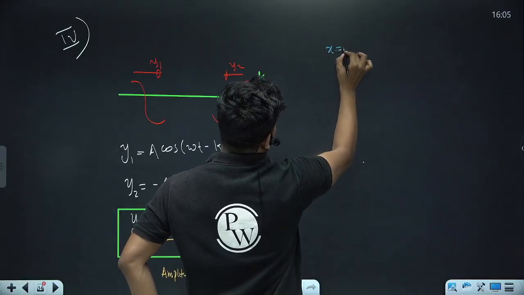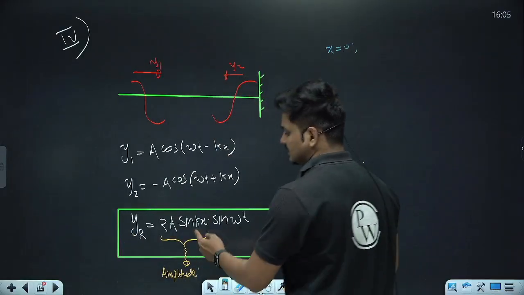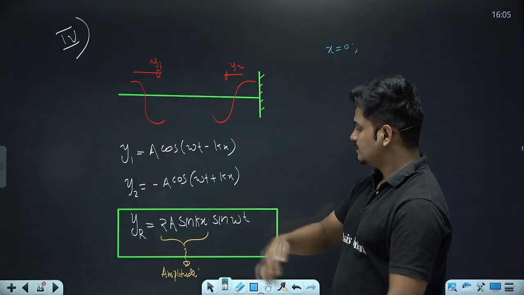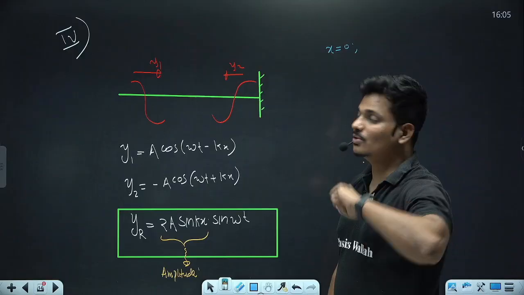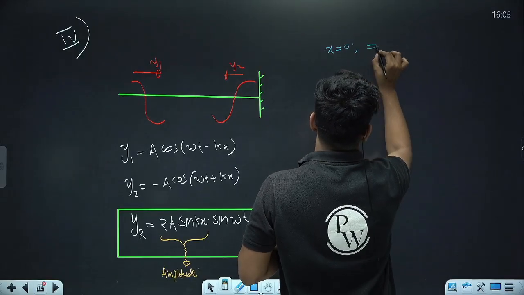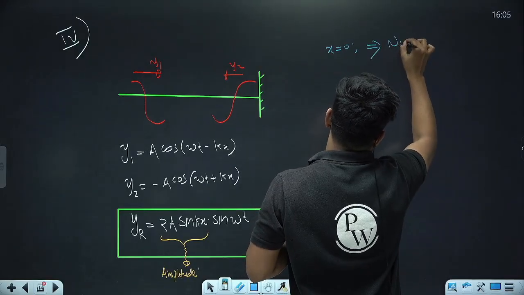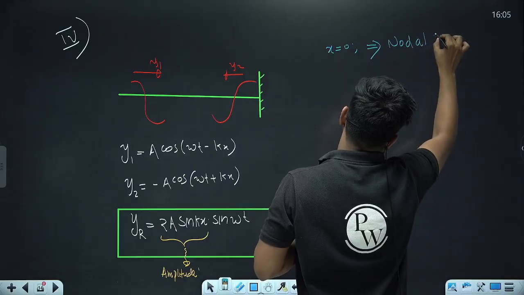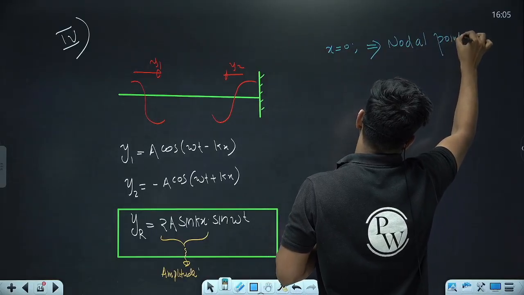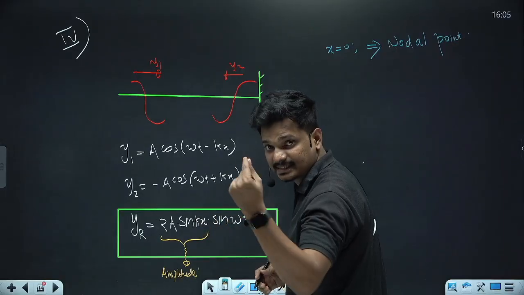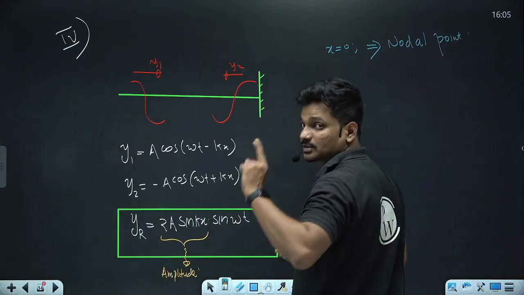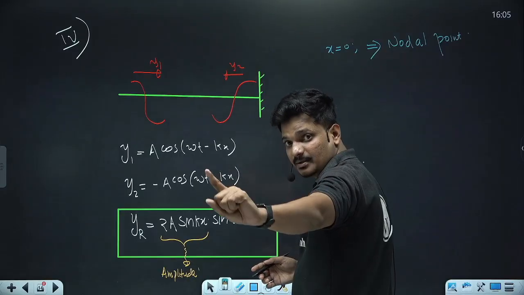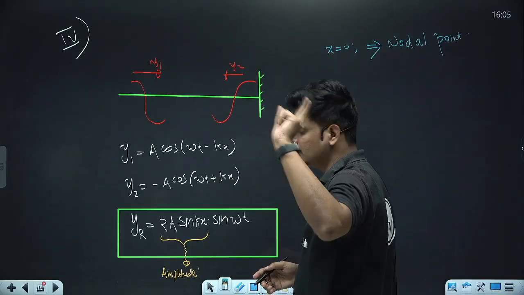At x equal to 0, what happens? At x equal to 0, sin kx is equal to 0. That means x equal to 0 is a nodal point. Okay, we got that point. When sin kx comes, then x equal to 0 is a nodal point. When cos kx comes, x equal to 0 is the anti-nodal point.